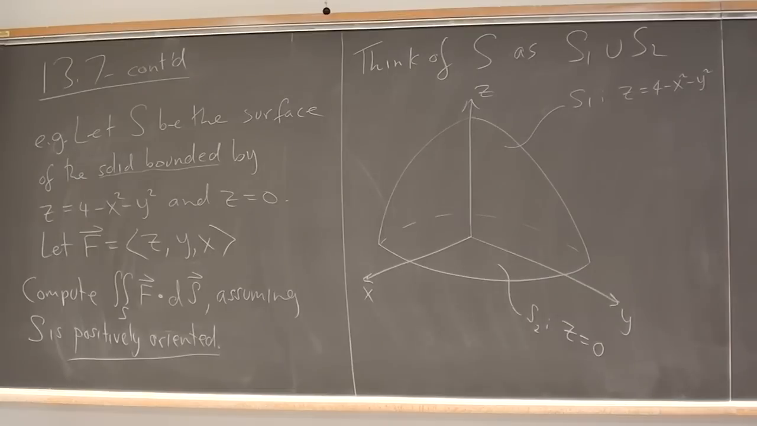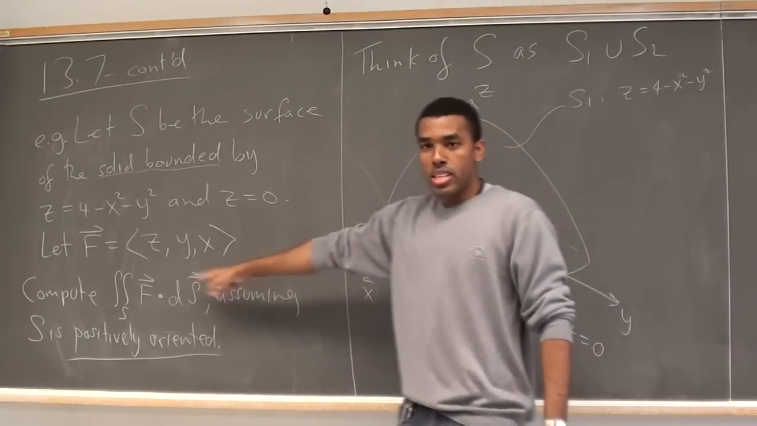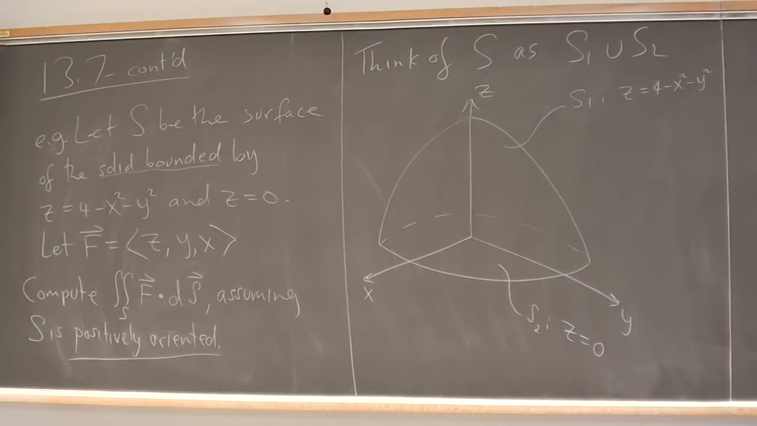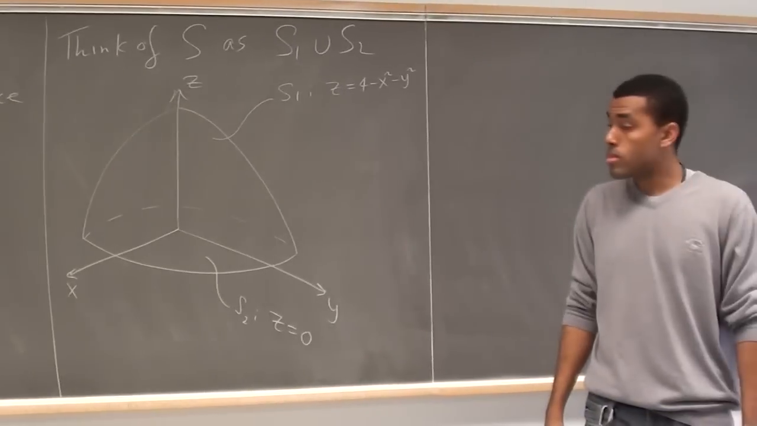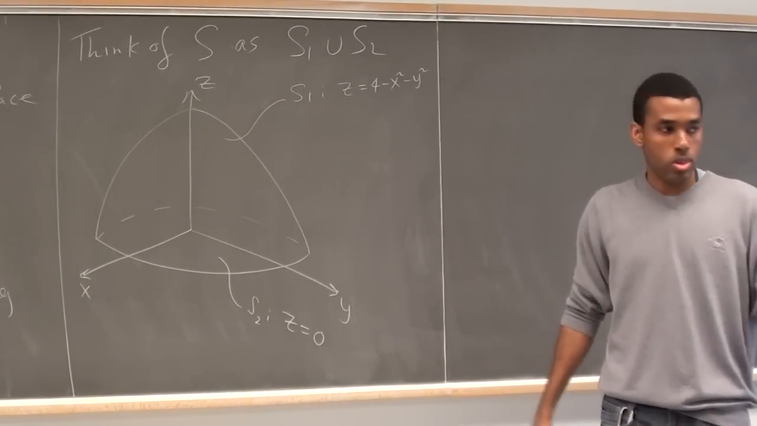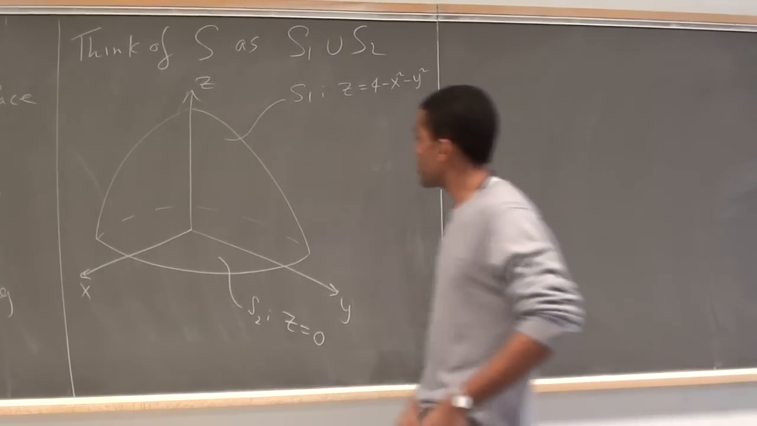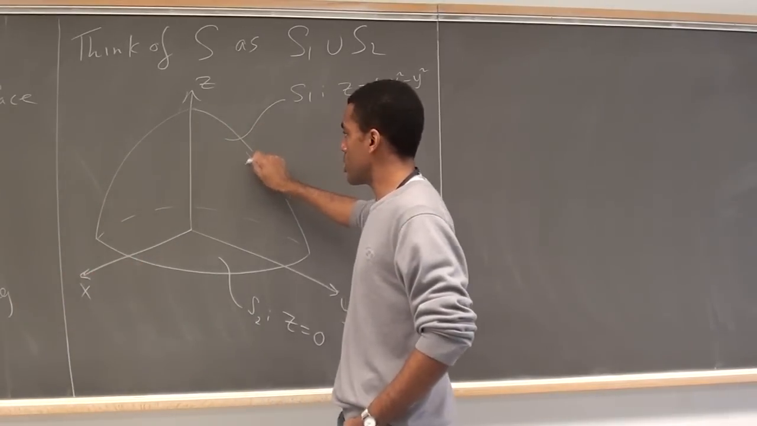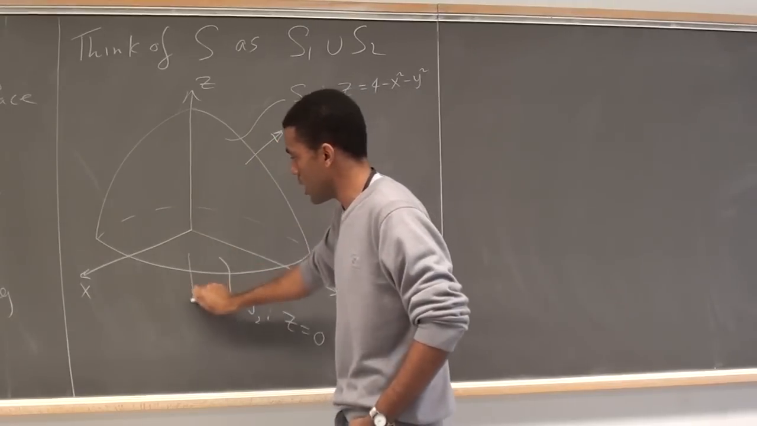Okay, so now let's talk about setup. Remember, we need the normal vector. How am I going to find the normal vector to S1? Well, we can just look at what the general formula would be. The x is going to be the partial derivative with respect to x. Positive orientation means the vector should be pointing out. So it's out and out.